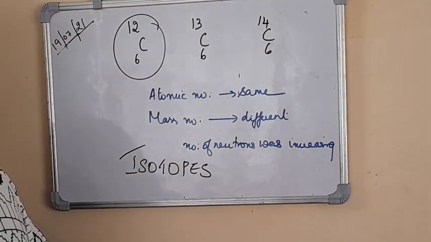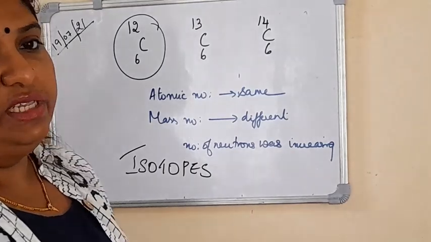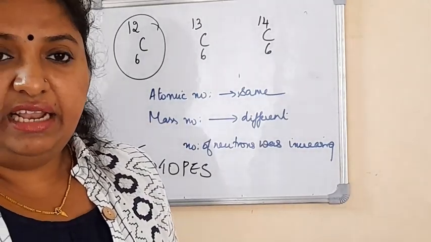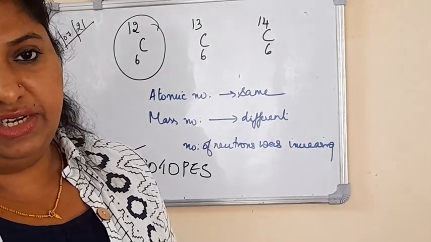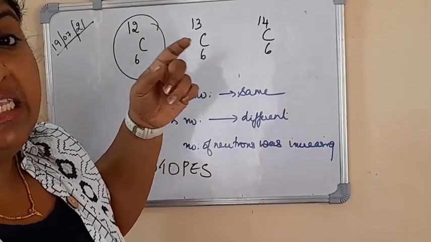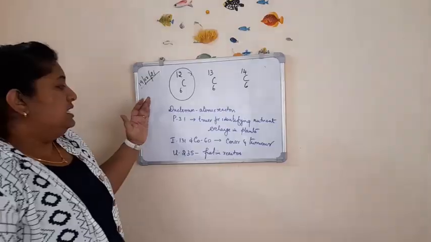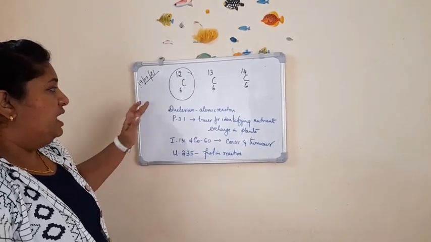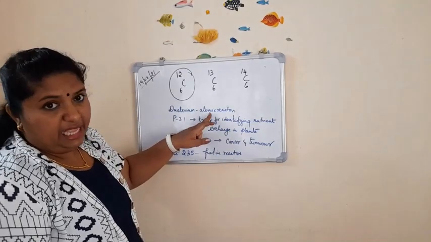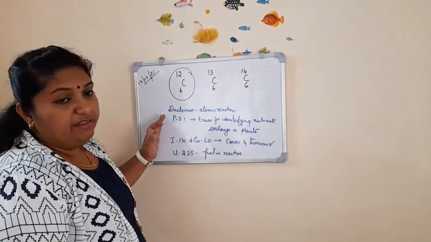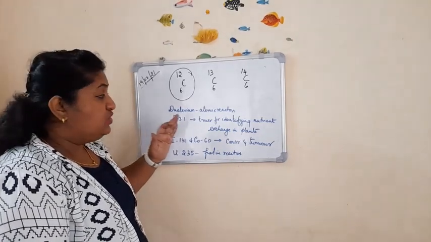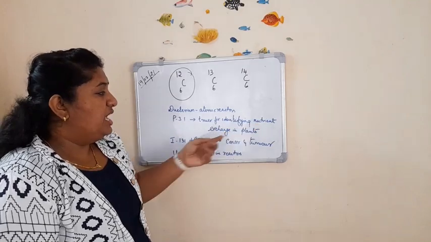Now, is there any importance regarding these isotopes? Yes. Isotopes have importance in the medical field, in industries, in nuclear reactors, etc. Carbon 14 is used to study the age of fossils. These are some of the uses of these isotopes. Deuterium is an isotope of hydrogen which is used in atomic reactors. Then phosphorus 31 is another isotope, an isotope of phosphorus. It is used as a tracer for identifying nutrient exchange in plants.